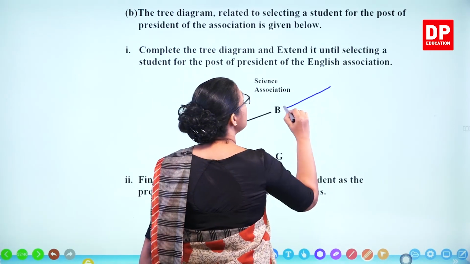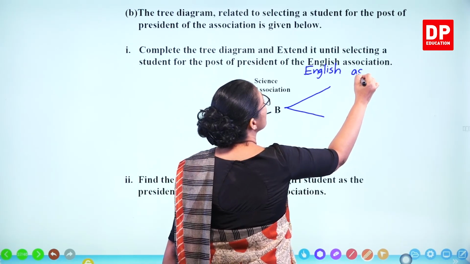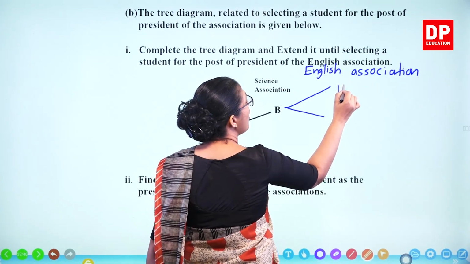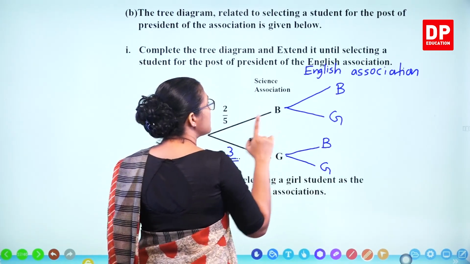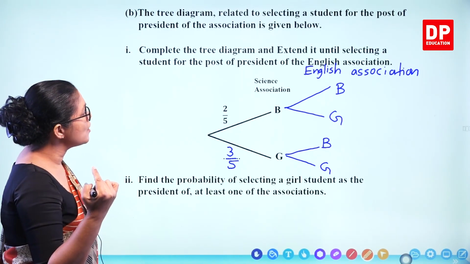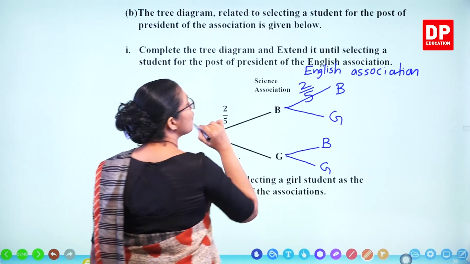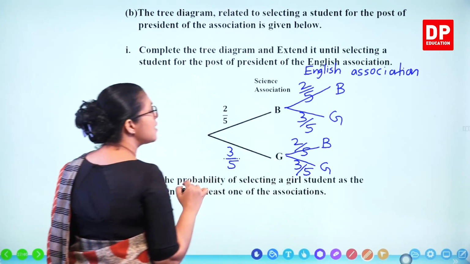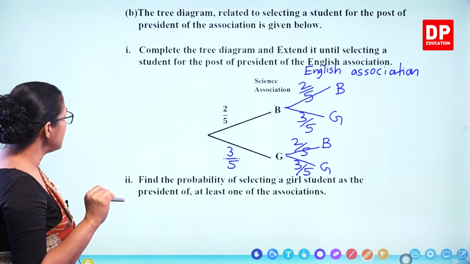What about the English Association? It can be a boy or a girl. Here also a boy or a girl. What's the probability? The same boy can be selected for the English Association president as well. So you get the same probability. 2 boys out of 5, 3 girls. 2 boys and 3 girls there. So this is the completed tree diagram. And now using the tree diagram, you can answer the last part.